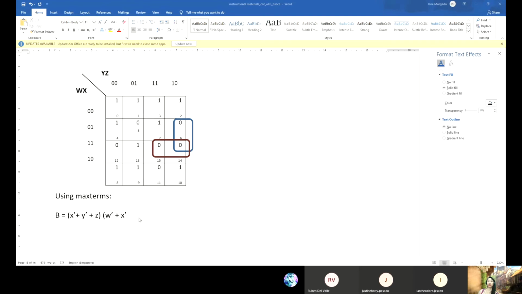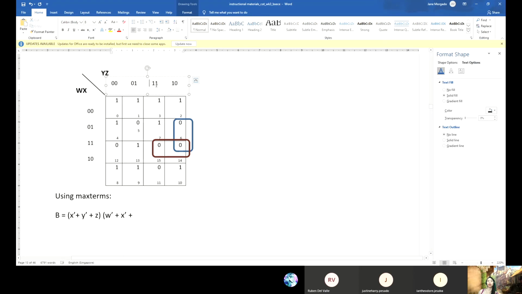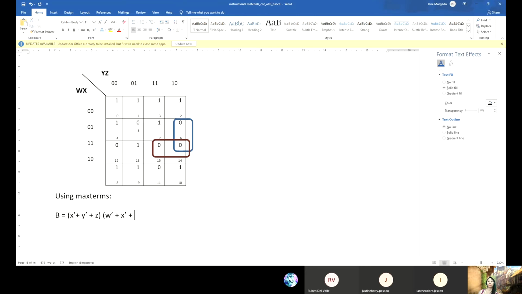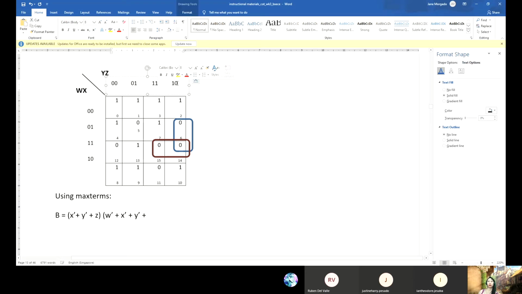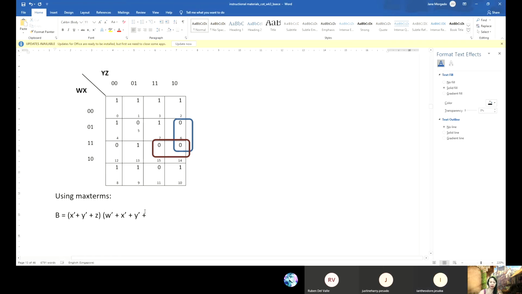okay, plus. So with respect to yz, we have two values. We have 1, 1, and 1, 0. Then compare y. Y, 1, 1. Therefore, y is 1. So we will write y prime. And how about for z? We have 1, 0. What will happen? Eliminated. So z is eliminated.